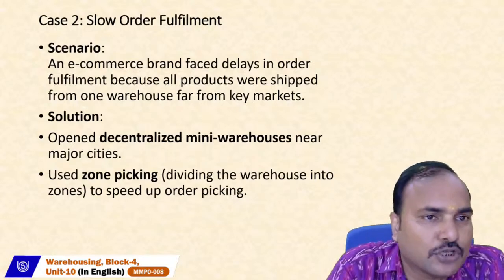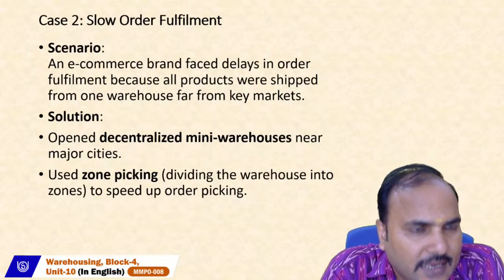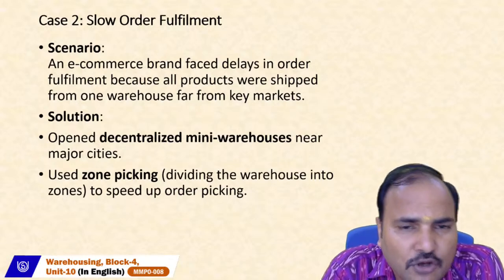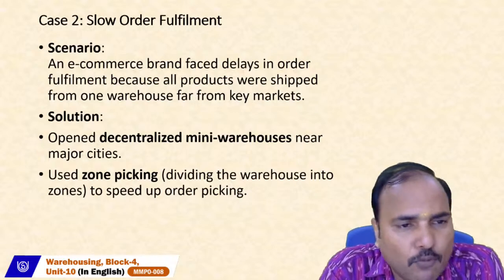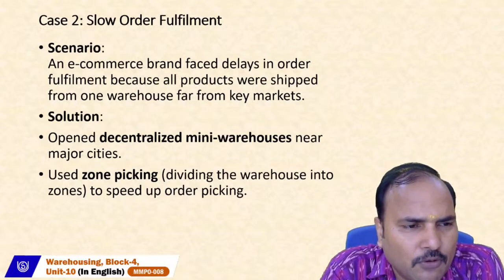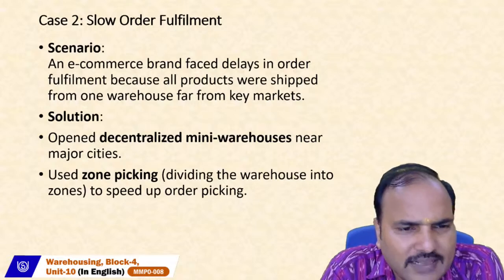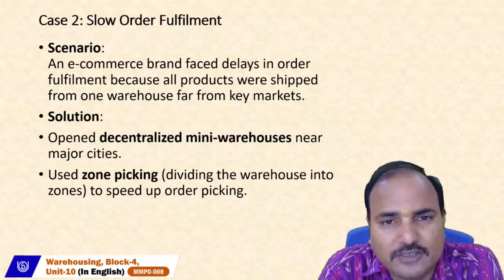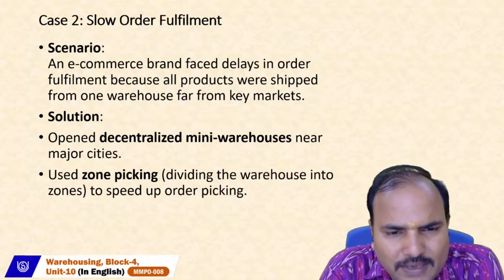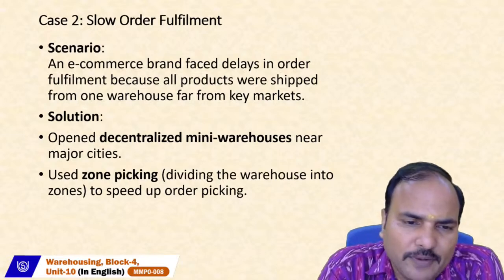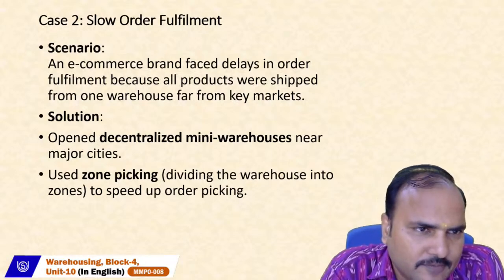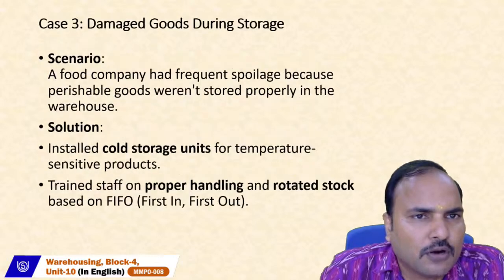Then the second case is about slow order fulfillment. Here the scenario is an e-commerce brand faced delays in order fulfillment because all products were shipped from one warehouse far from key markets. For this scenario, the solution may be to open decentralized mini warehouses near the major cities, and use zone picking. That means the warehouse is divided into different zones to speed up the order picking. Are you getting the slow order fulfillment?